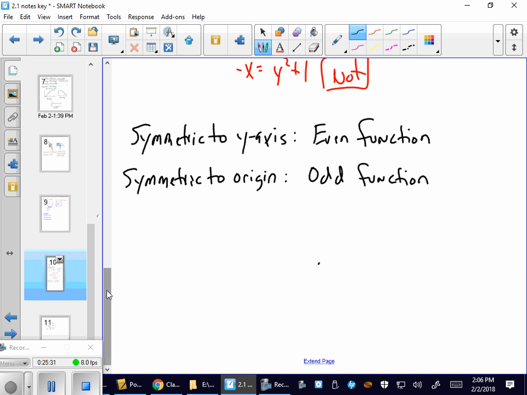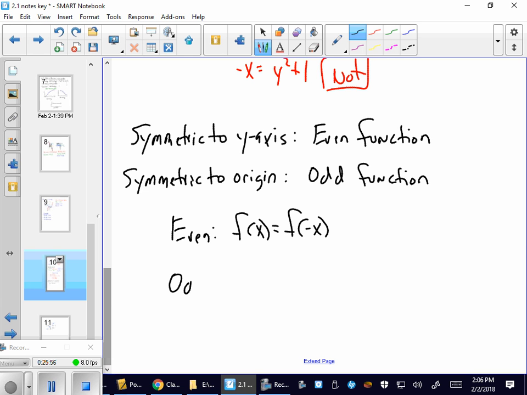So the algebraic way of saying something which is even, if it is even, the following will be true. f of x will equal f of negative x. Because again, remember, it doesn't matter if I plug in a positive or a negative of x, it should spit out the same y value.